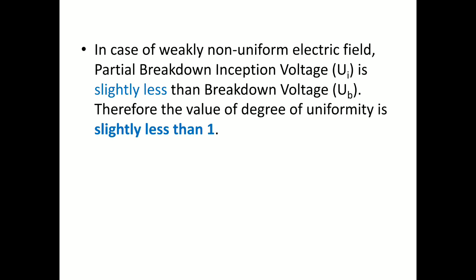From this it is very clear that in case of weakly non-uniform electric field, the value of partial breakdown inception voltage is slightly less as compared to the breakdown voltage, and because Ui is slightly less than Ub, the value of eta is slightly less than 1, or you can say it is close to 1 but not exactly 1.